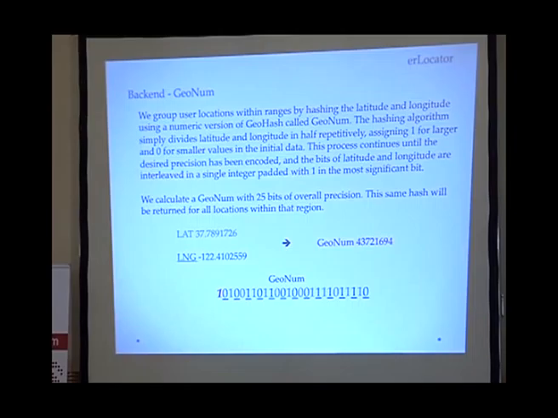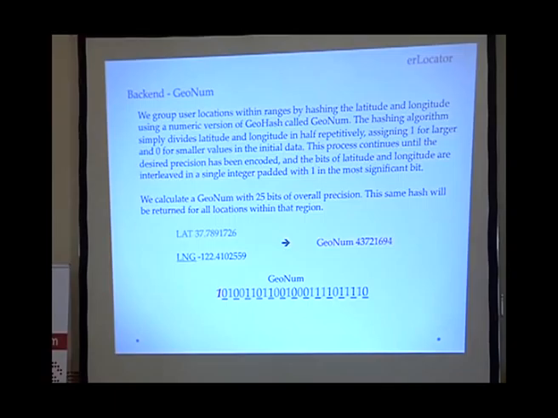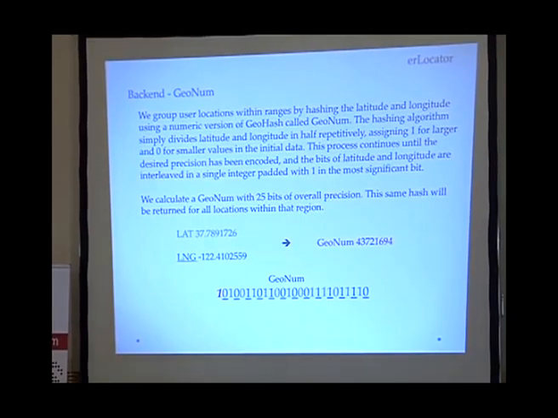All right, so some more detail on how the data is actually stored. If you take a look at that number, I've got latitude and longitude, which are somewhere in San Francisco. And when you make the request, it produces the GeoNum of 437-21694. And that is represented down below. The most significant bit is a flag. It's a placeholder, so that if you have a lot of zeros, you don't end up with a problem. And then we just interleave longitude and latitude bits back and forth until you reach the desired precision. And the idea here is that you will use relatively less precision in order to have a region so that there are a number of users stored within that region.